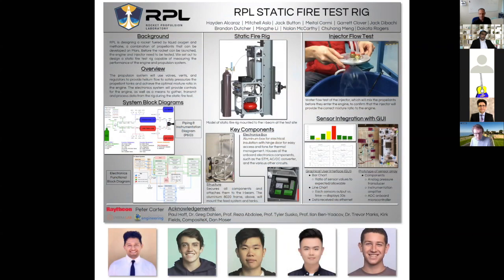And the final video is going to be from the UCSB Rocket Propulsion Laboratory. So this is a student engineering group that was formed last year to design and build a rocket fueled by liquid oxygen and methane in order to compete in the Far Mars rocket competition that's held every year in the Mojave Desert. So this year's project was aimed at designing the propulsion system for the rocket.